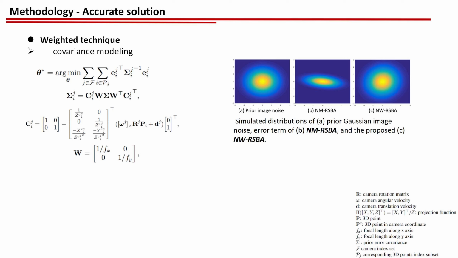Secondly, we propose a weighting technique. We argue that this technique can enhance optimization stability and prevent degeneracy. We explicitly model the covariance formulation of reprojection error through noise propagation from prior observation Gaussian noise. As shown below, with the reweighting technique, we can reshape the reprojection error covariance to isotropic.